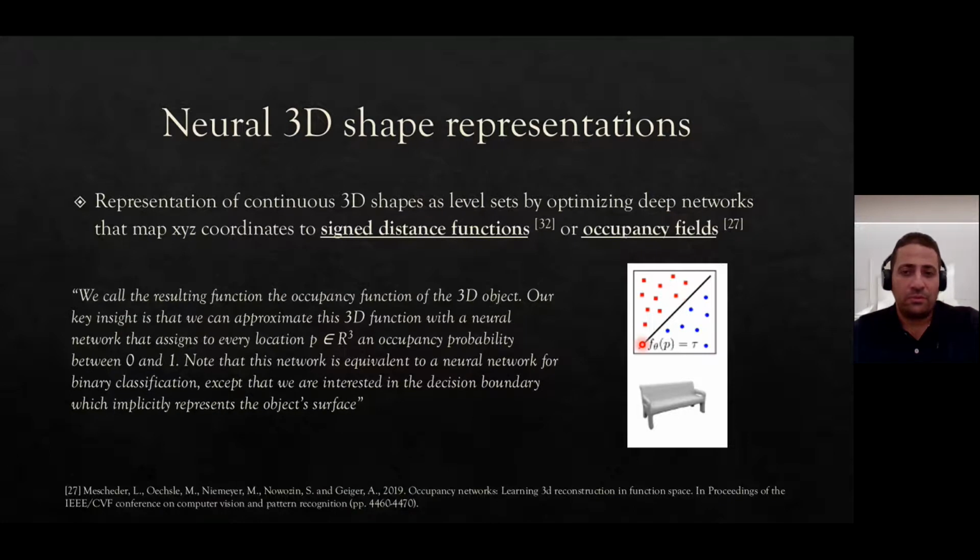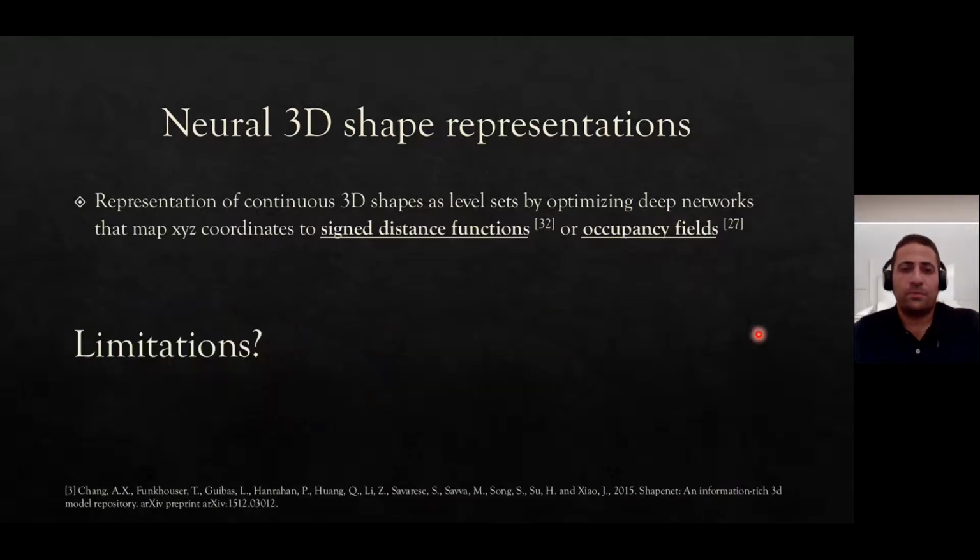And on the surface itself, f of theta here represents the network. So f of theta of a certain point on the surface of the object will give a value of tau, so something between 0 and 1. So this is similar to a binary classification neural network that just gives a value output between 0 and 1, but it indicates where this point lies relative to the subject that we are trying to represent. Now, what are the limitations of these methods?